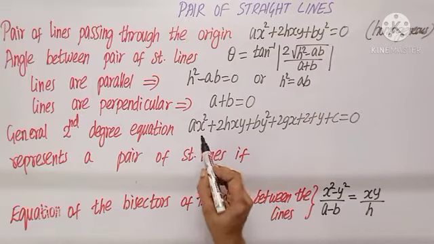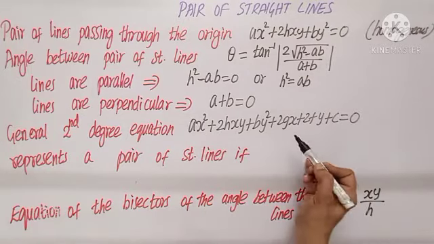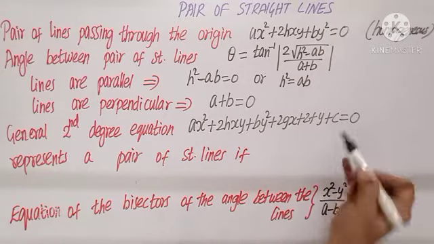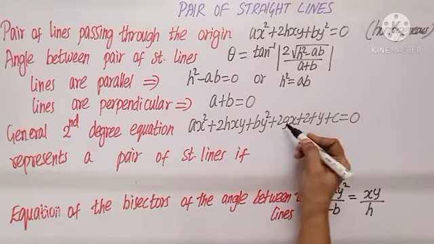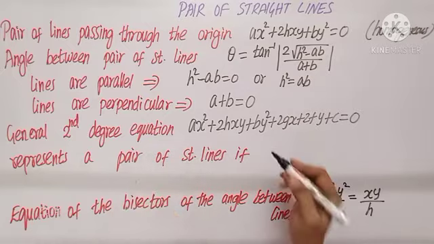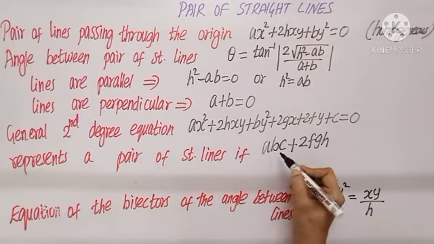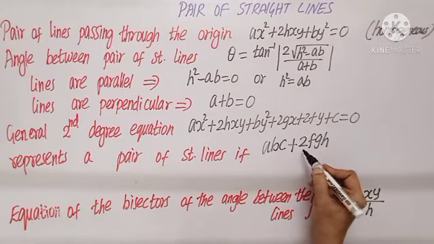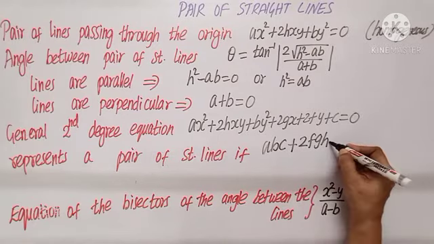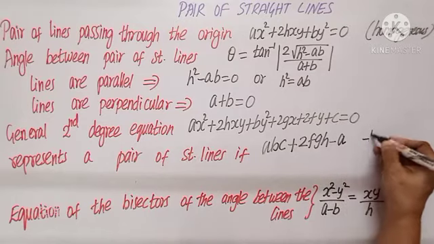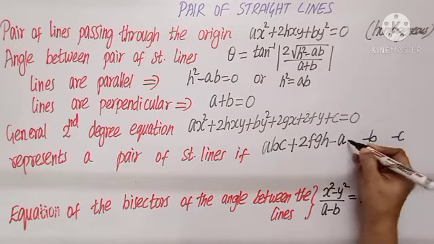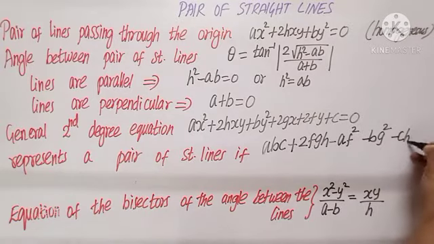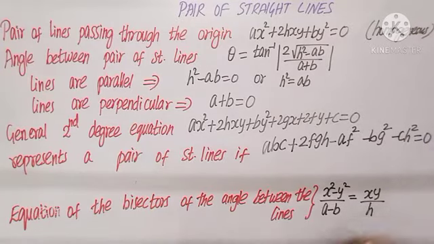Here we have the general second degree equation. We have the power 2, power 1 and no power also. This will represent a pair of straight lines if abc plus 2fgh minus af square minus bg square minus ch square equals 0. Remember the first three alphabets a, b, c, plus the second three alphabets, remember to put 2, f, g, h, minus a, b, c.